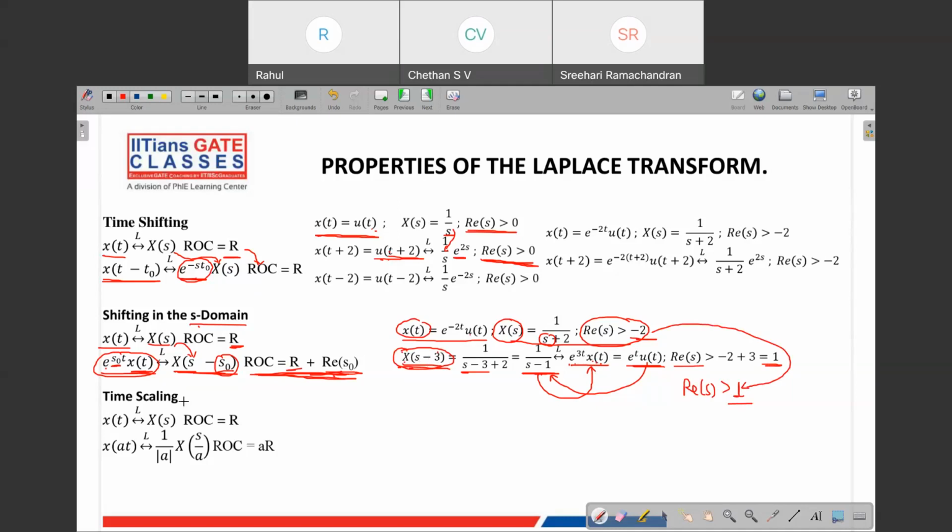Next one is time scaling. If you have any signal and do the time scaling, this is how the Laplace transform is going to look. And the ROC will also get scaled by the same factor; it will become A into R.